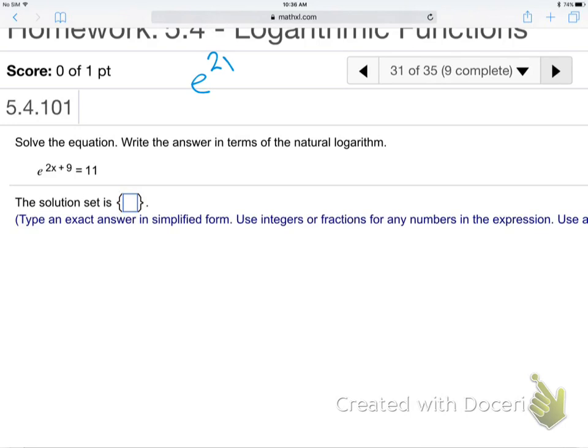So, e to the 2x plus 9 is 11. So try that same kind of stuff. We got x in the power zone.